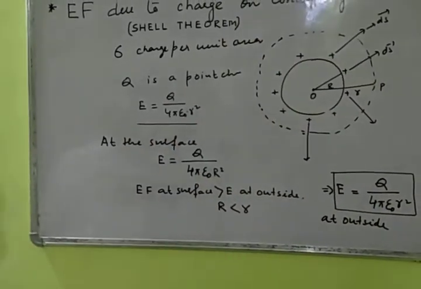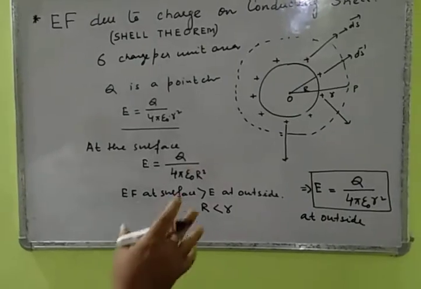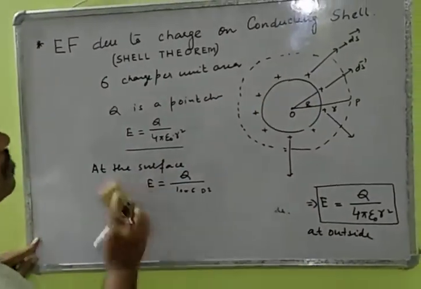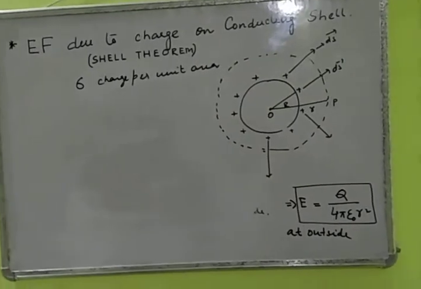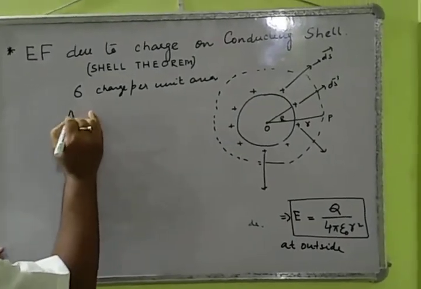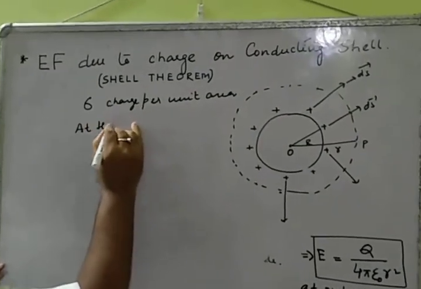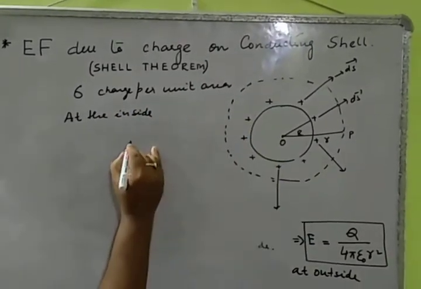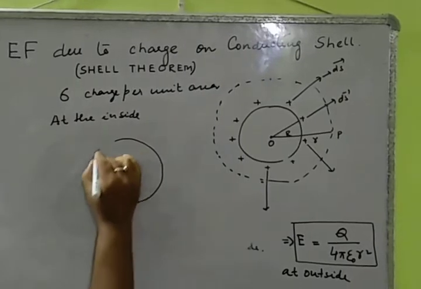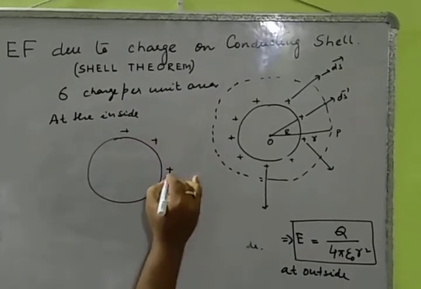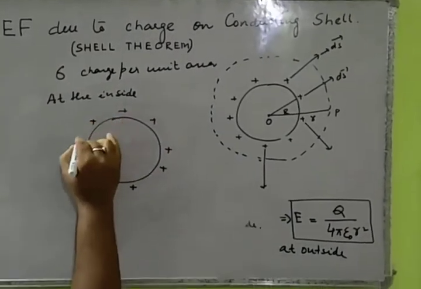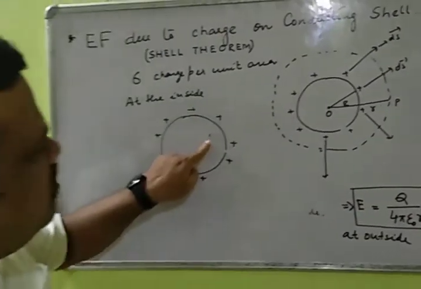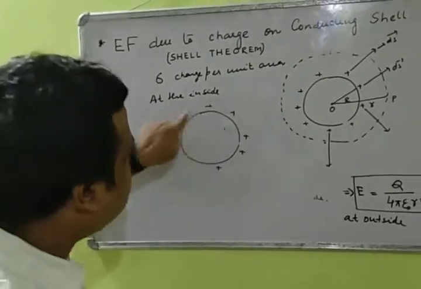Okay. Now the next point is we are interested in calculating the electric field inside the metallic shell. So again, this is a shell, and charges are distributed like this. There is a point P, anywhere we can assume a point. We have assumed a point P which is inside the shell.